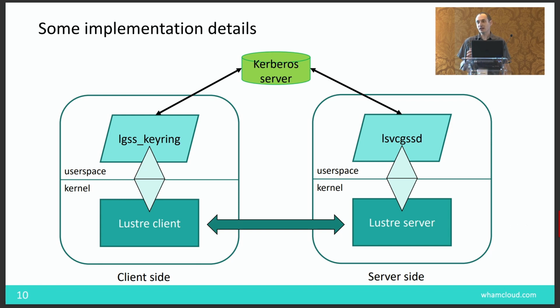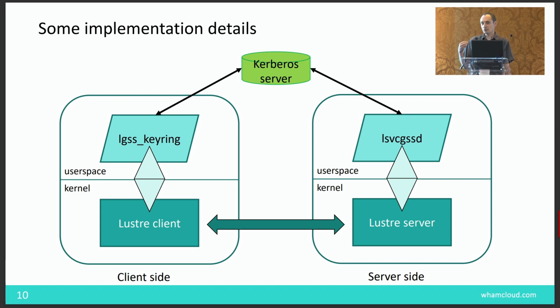So we have a number of mechanisms to implement Kerberos with Lustre. On the client side, we have this lgss_keyring command, and its responsibility is to connect to the Kerberos server in order to carry out the authentication. This is the very first step in the Kerberos process, and it is done via this command. The authentication token is then exchanged with the Lustre code in the kernel, and then we put the authentication token in the request that is sent to the server.